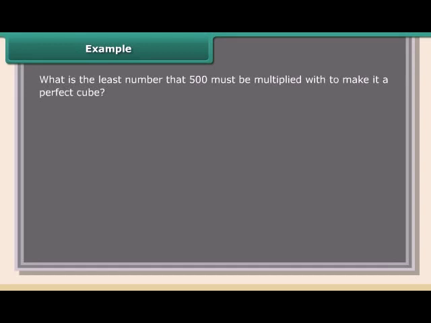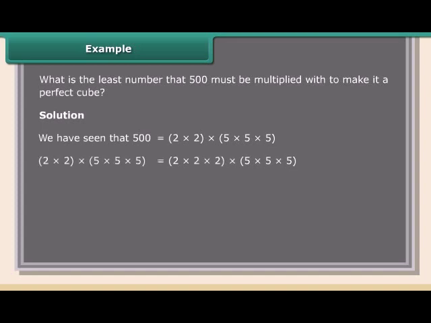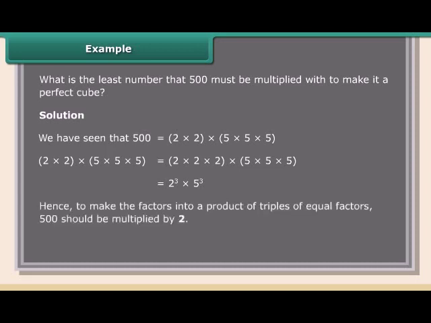Example. What is the least number that 500 must be multiplied with to make it a perfect cube? Solution. We have seen that 500 is equal to 2 into 2 into 5 into 5 into 5. That is equal to 2 into 2 into 2 into 5 into 5 into 5, which is equal to 2 cubed into 5 cubed. Hence, to make the factors into a product of triples of equal factors, 500 should be multiplied by 2.